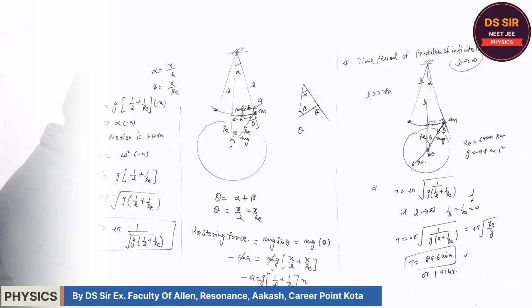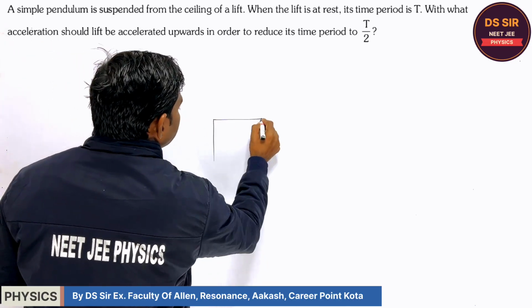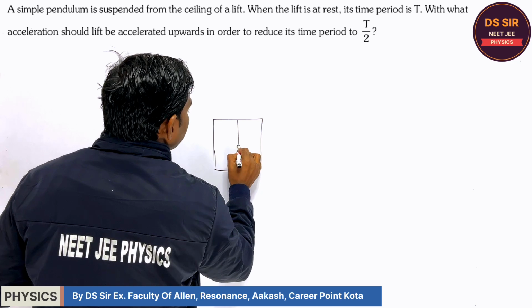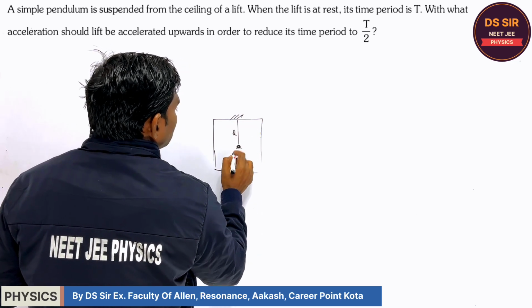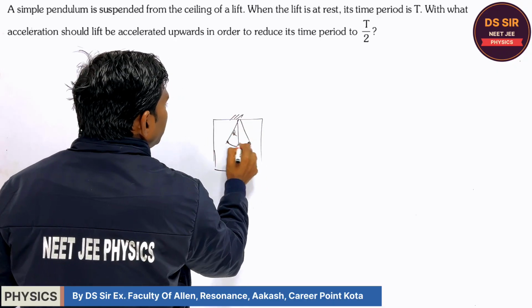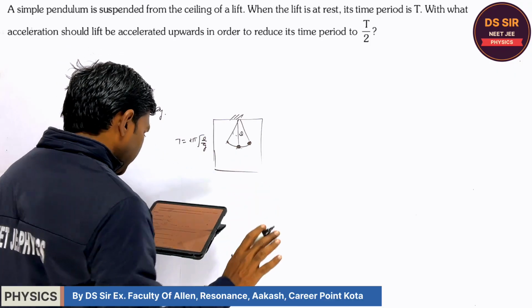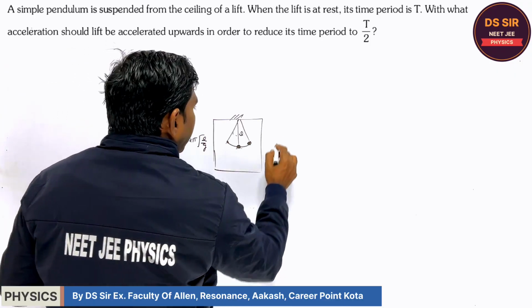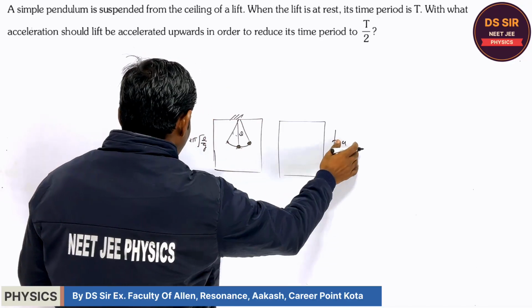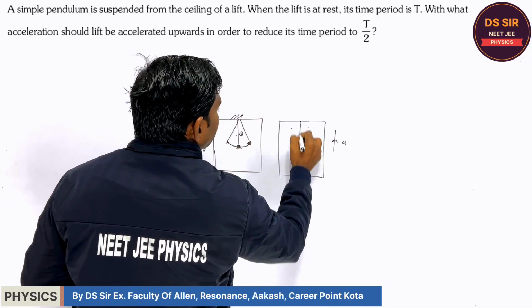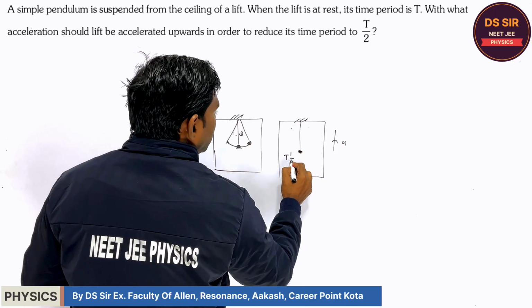Copy this. So read this question. In this question, a simple pendulum is suspended from a lift, and this lift is at rest. So when it oscillates, the time period is what? You tell. 2 pi root L upon g. Fine. Now they are asking about the lift accelerating upward, so that the time period here becomes T by 2.